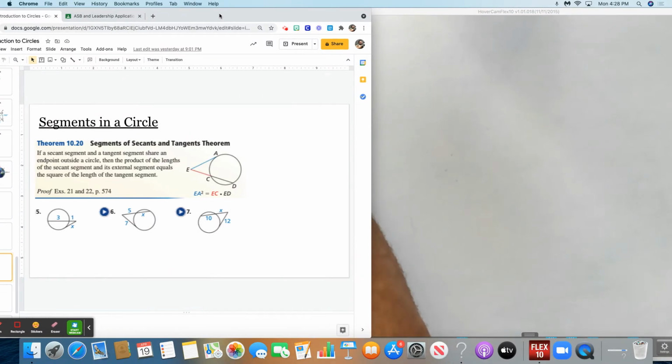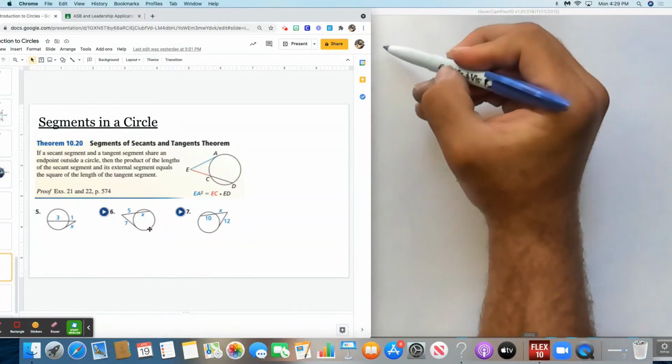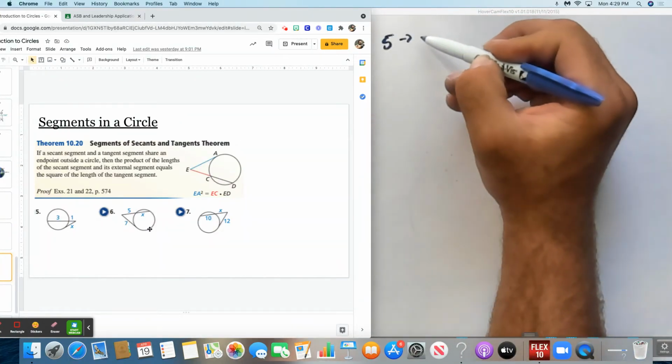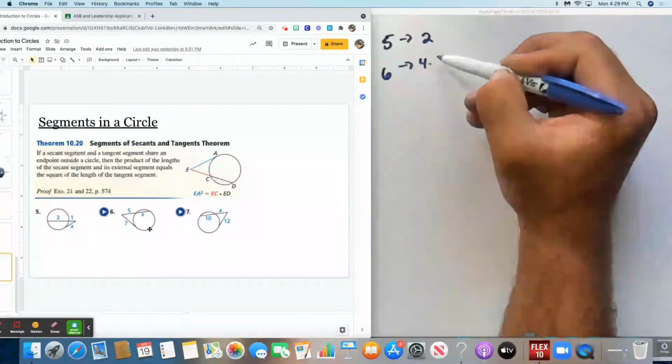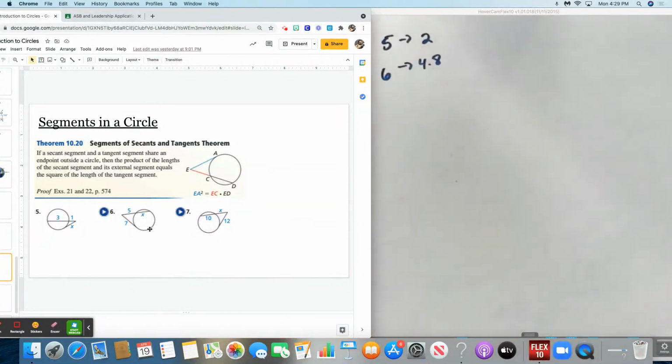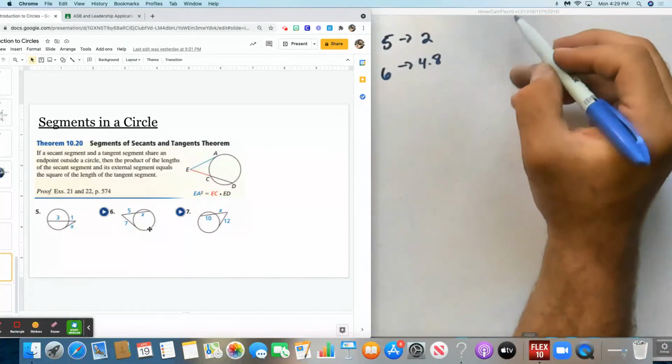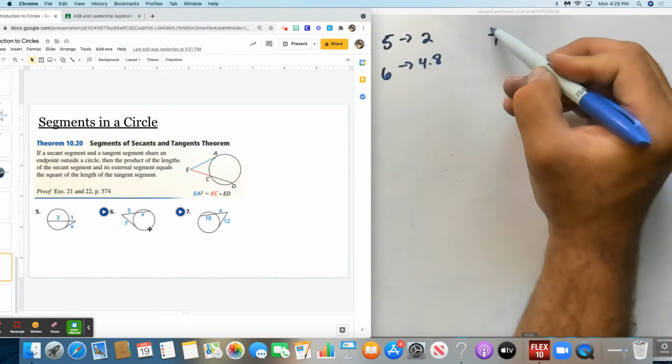All right, so now we've got this last theorem, and you can try these two for your own practice. I believe the answer to this one is 2. The answer to this one is like 4.8, I think. So if you're trying this on your own, you can try applying this theorem. The answer to number 5, I believe, is 2. And the answer to number 6, I believe, is 4.8. So you can check that yourself. But I'm going to do number 7 because that's the tricky one, so I'll help you out with that one.